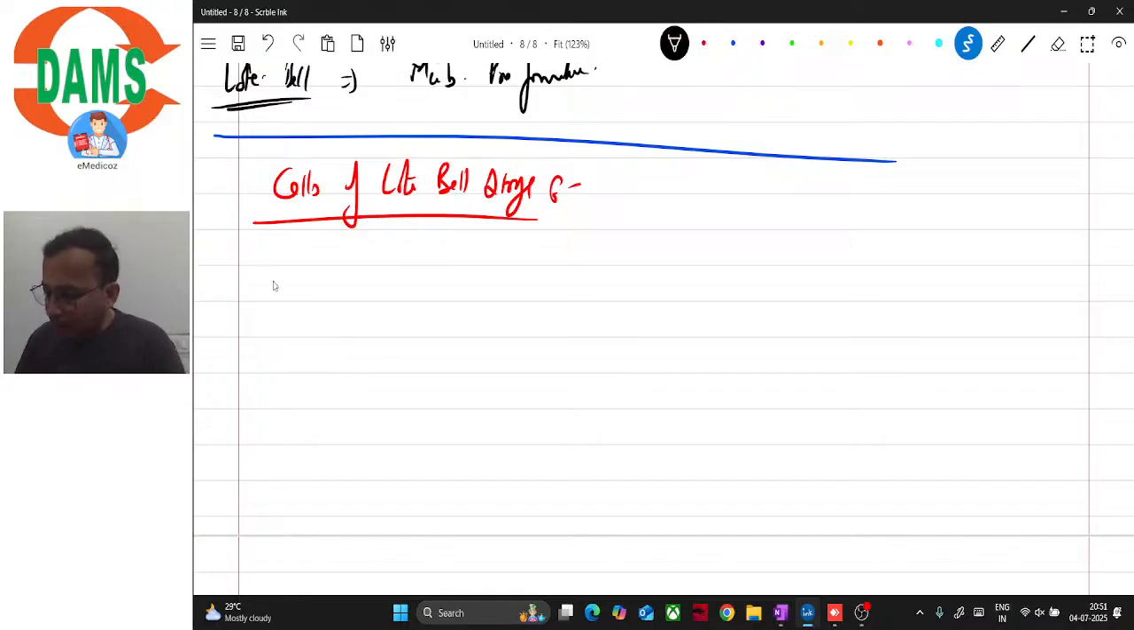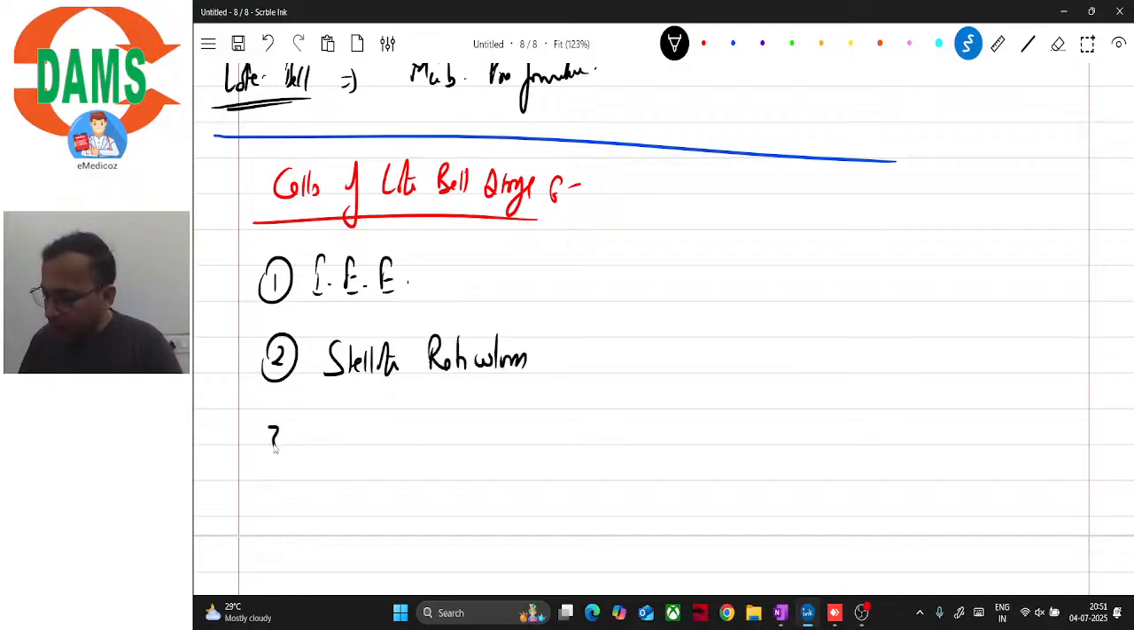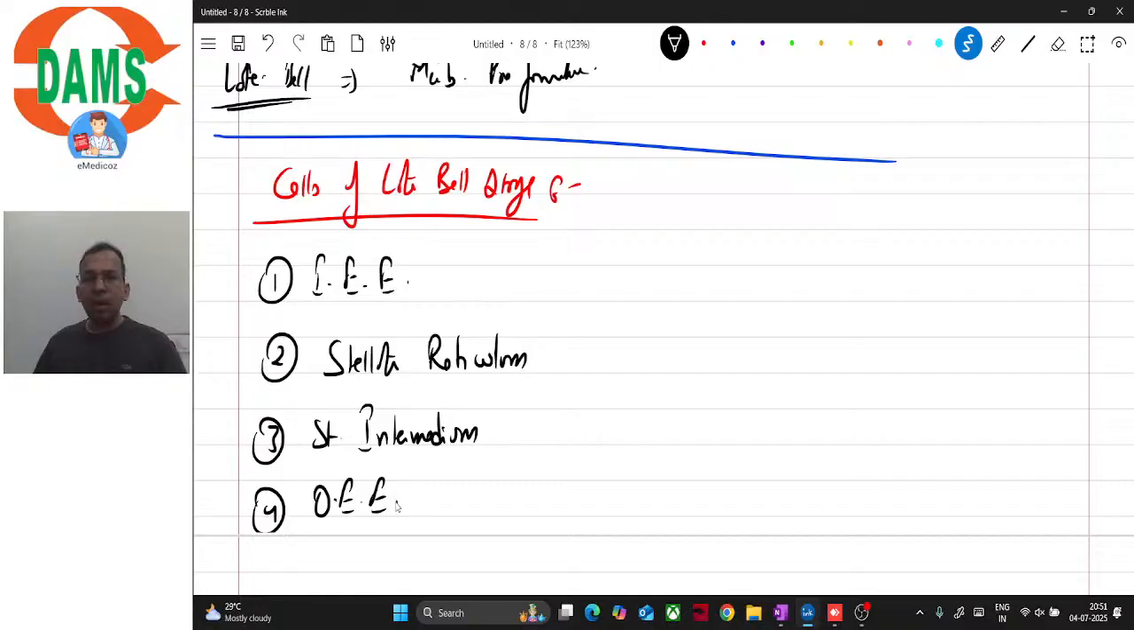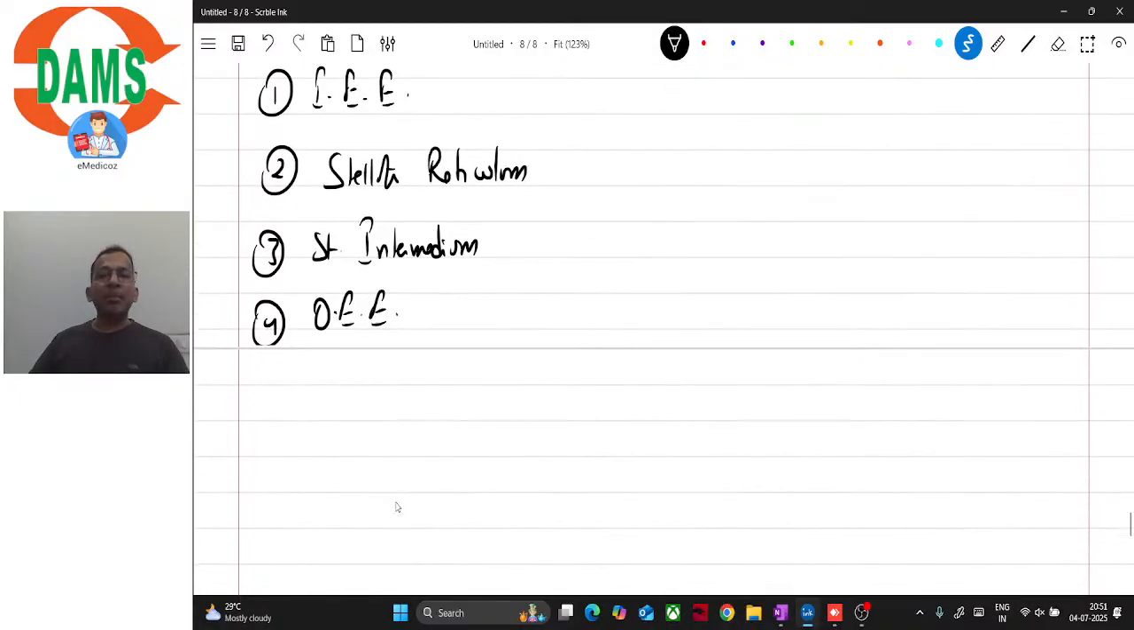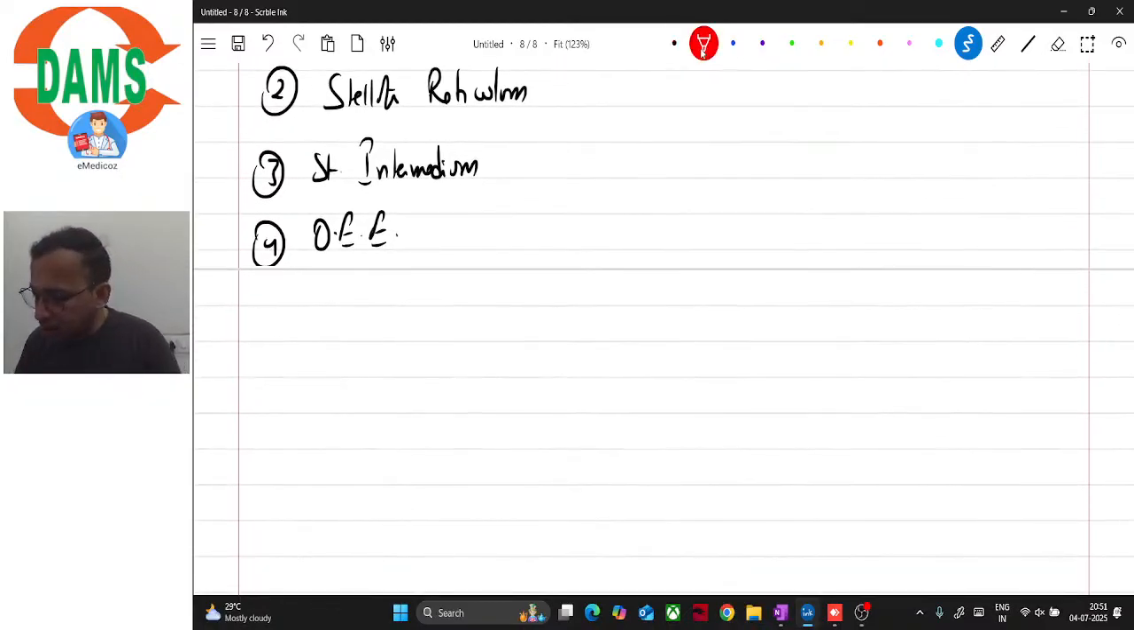The different cells are inner enamel epithelium, stellate reticulum, stratum intermedium, and the outermost is outer enamel epithelium. So let's first talk about the inner enamel epithelial cells. The first one is the inner enamel epithelial cells.